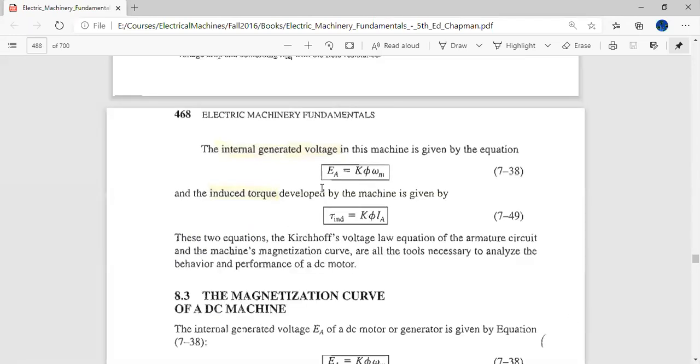Now the two governing equations for DC machines: the armature induced EMF is proportional to the rate of change of flux, and the rate of change of flux is proportional to the magnetic flux times the rate of rotation of the armature. On the DC machines, we are saying that the field is fixed on the stator and the armature is rotating. So this is true for both the motor and the generator. And then there is also torque induced.